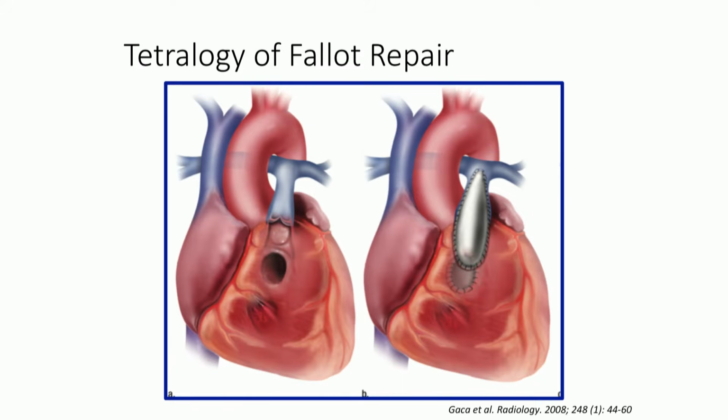Just very briefly, what does the surgical repair involve? The surgical repair usually involves the repair of the ventricular septal defect, that you can see here, the VSD patch. I hope you can see my pointer. That's a VSD patch here, and then an RVOT augmentation.